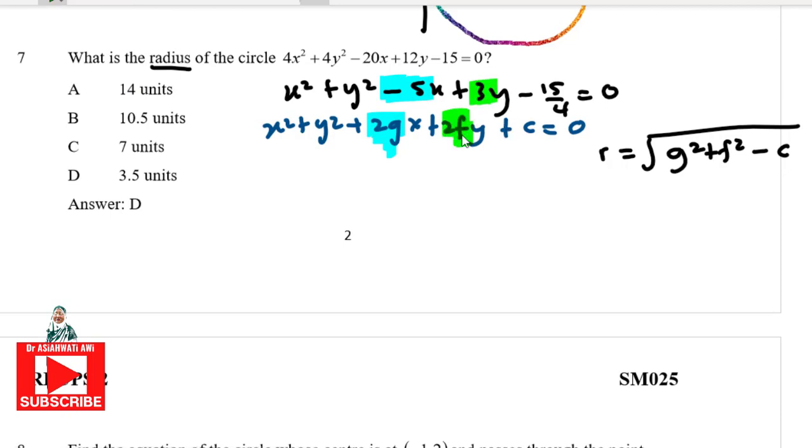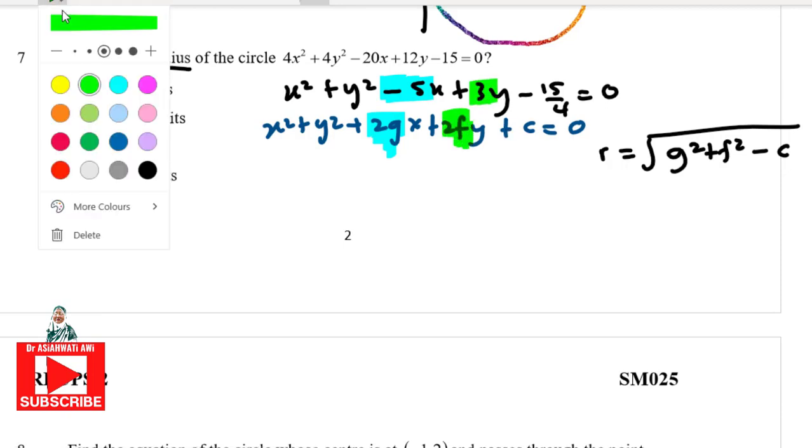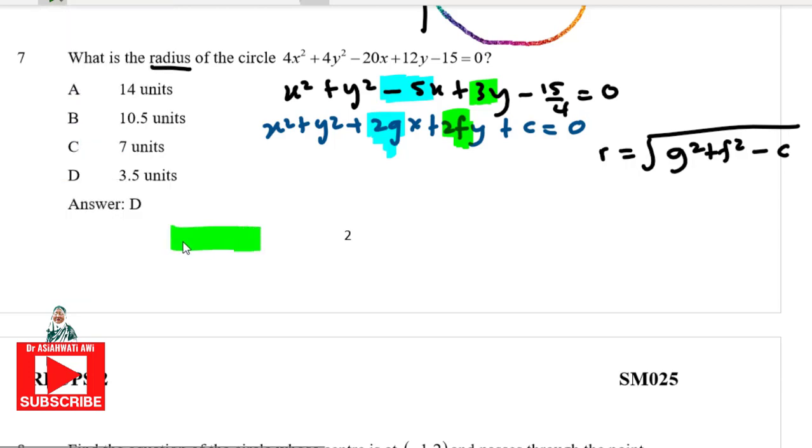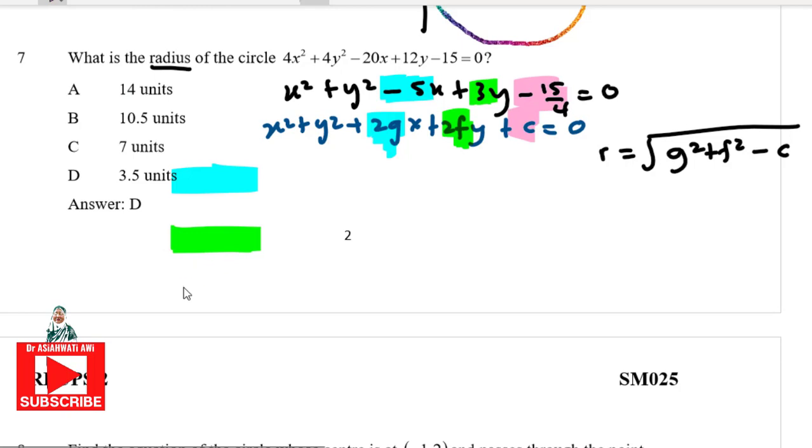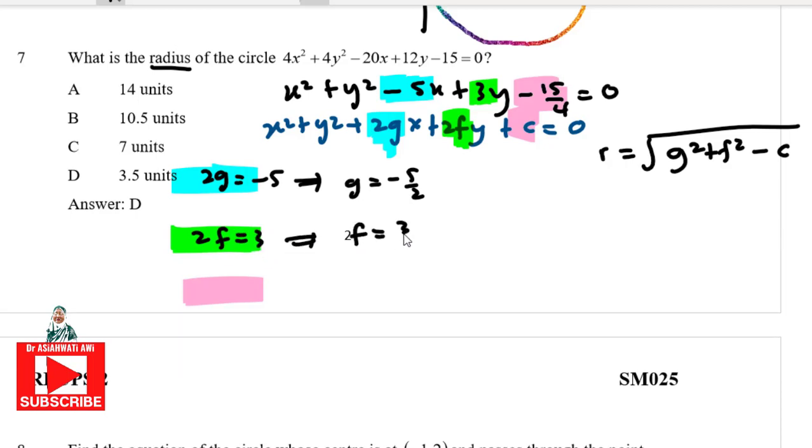Okay, here I'll write down for f. Now this is for e. Then the next is for c. Okay, 2g is equal to negative 5 implies that g is equal to negative 5 over 2. 2f is equal to 3 implies that f is equal to 3 over 2. And c is equal to negative 15 over 4.